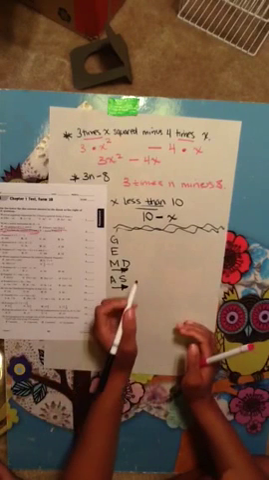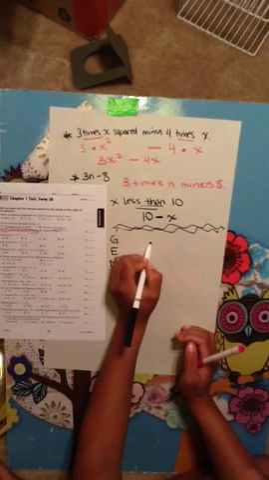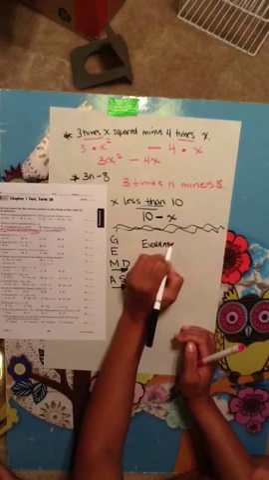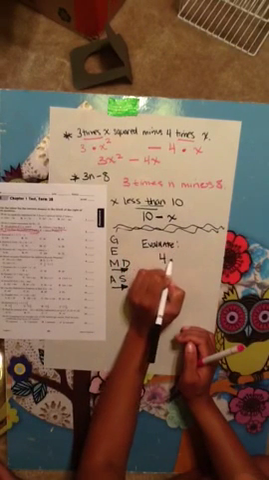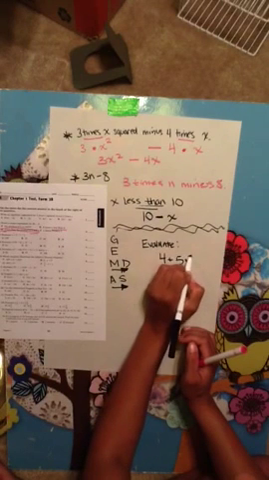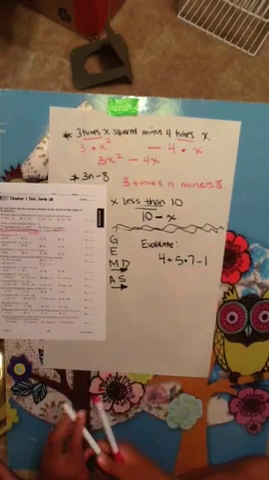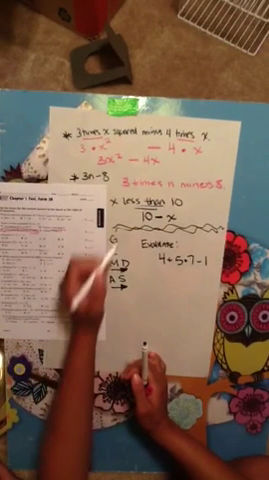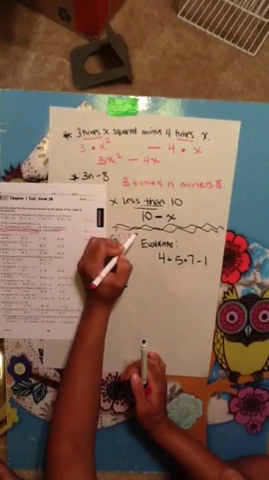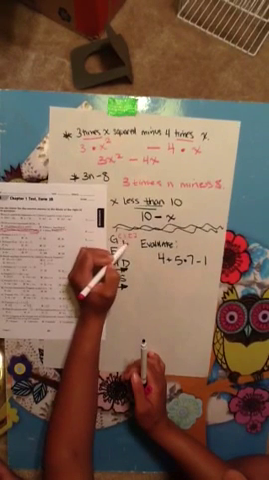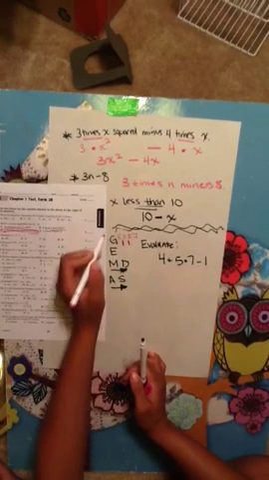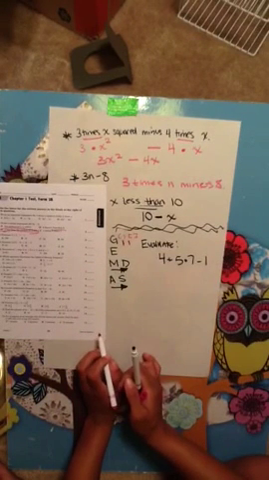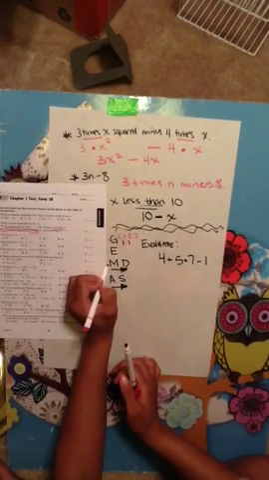So the first problem is evaluate. Evaluate just means solve, just find the answer. Evaluate 4 plus 5 times 7 minus 1. Okay, so the order of operations says to do the grouping symbols first, which will be our parentheses, our square brackets, or if we had absolute values, we would do that first. We don't have any of those, so we just move on down. Exponents would be next, and we don't have any of those, so we just keep moving.